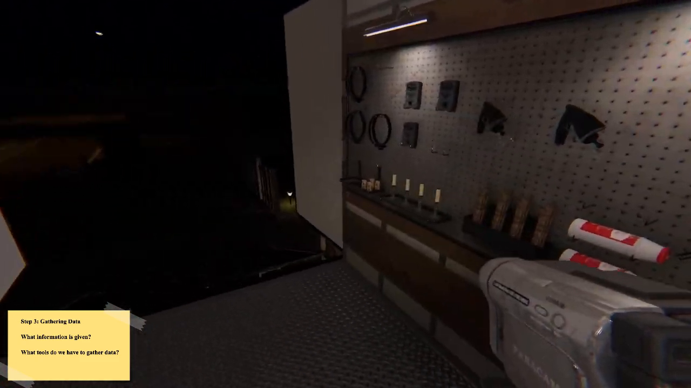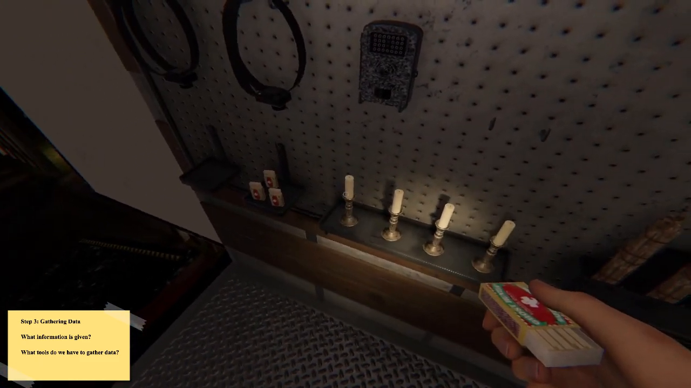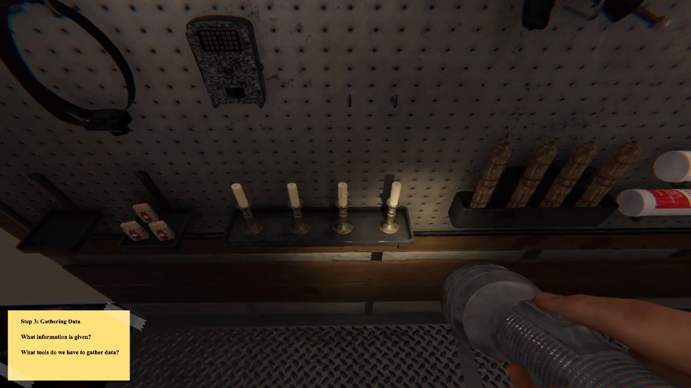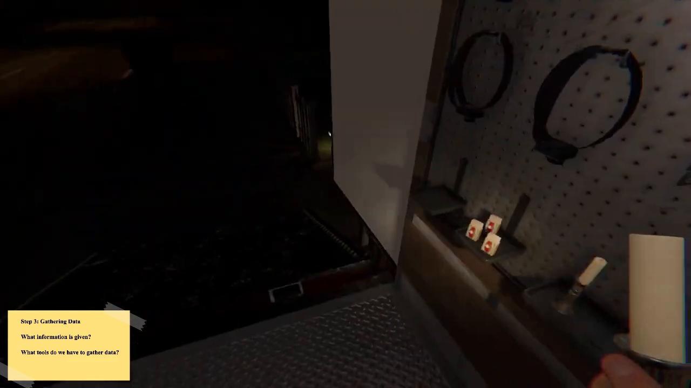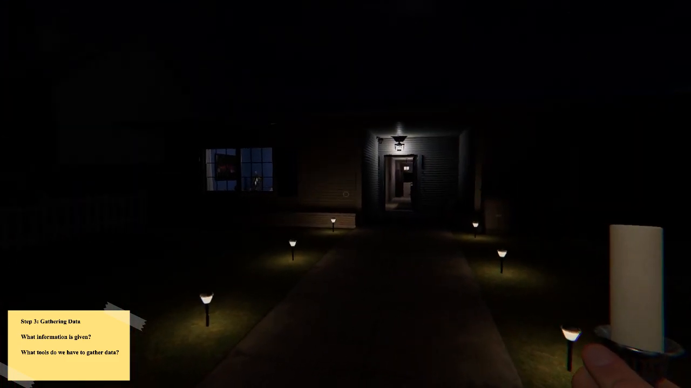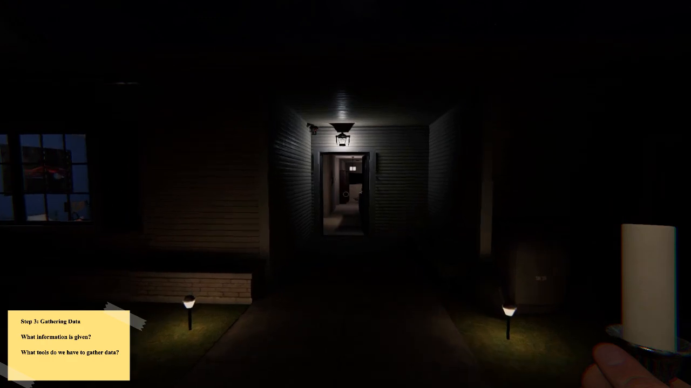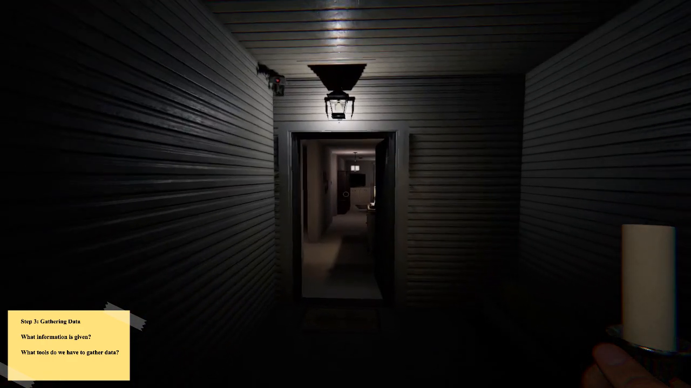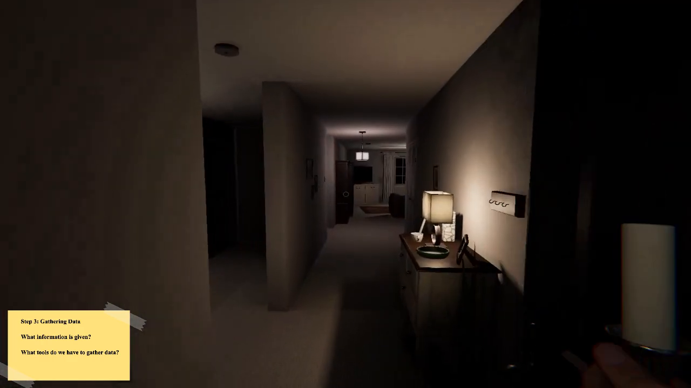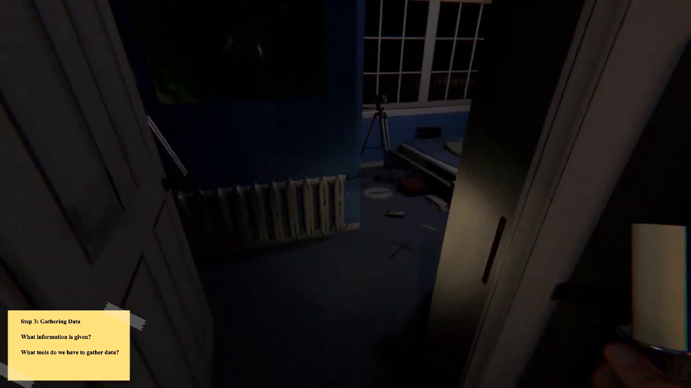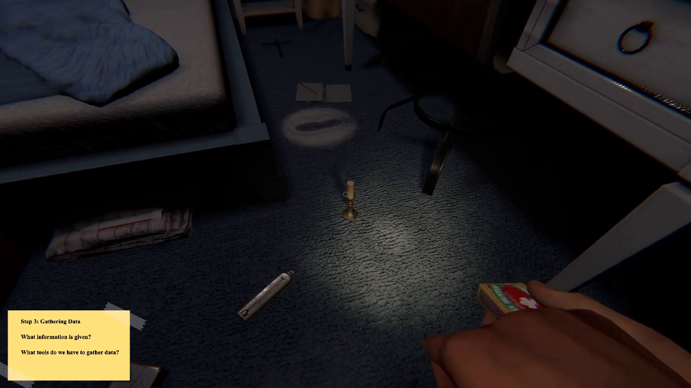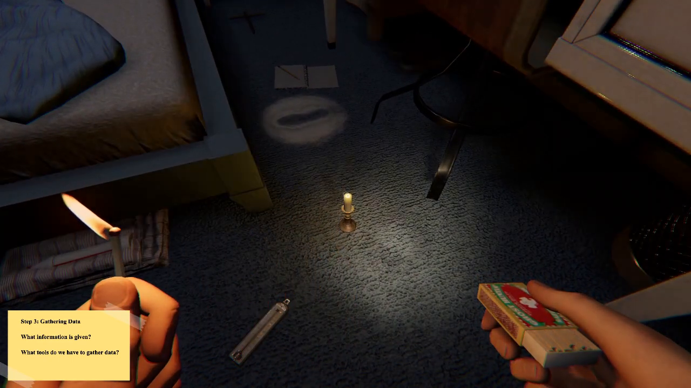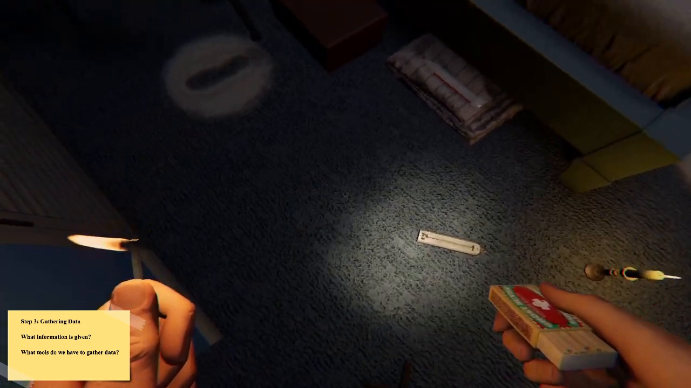We are going to grab one more camera. And I am going to bring matches and a candle, since that's one of our goals. I'm going to go ahead and set this down. We'll light a match. We'll light that. Let's look at this EMF.